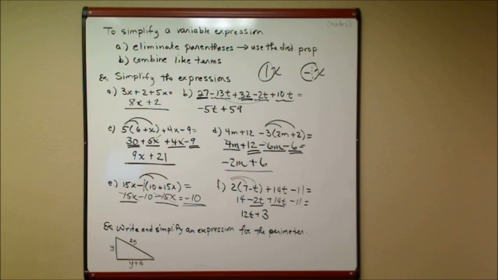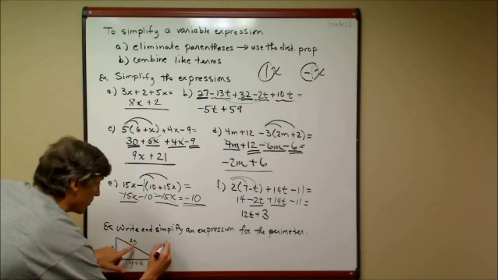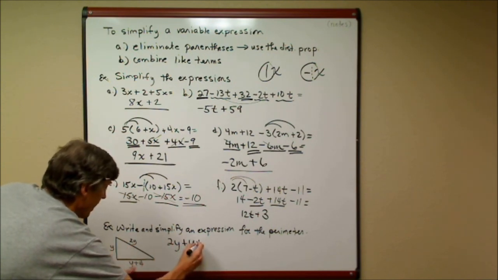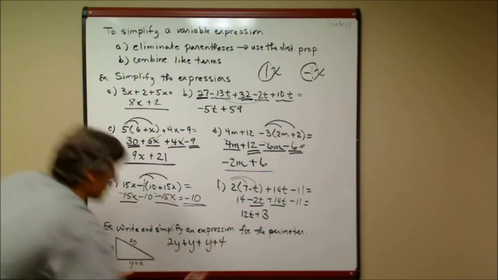Perimeter, you add up the sides. So it says write and simplify an expression. So the first thing I'm going to do is I'm going to add the sides. I'm going to add that side, and this side, and this side. I'm going to add those together.